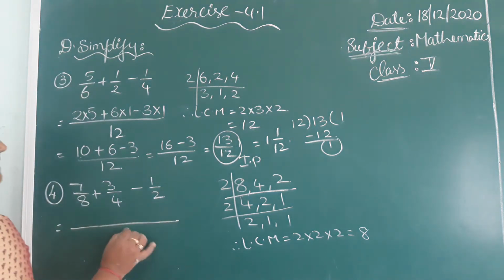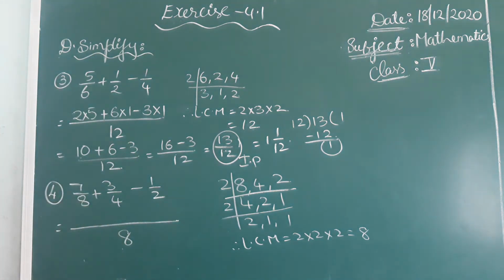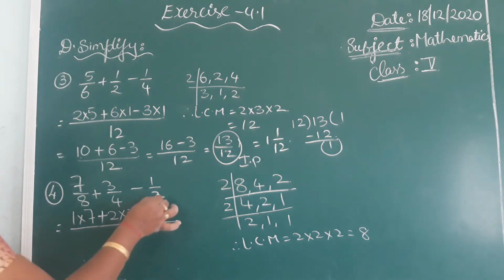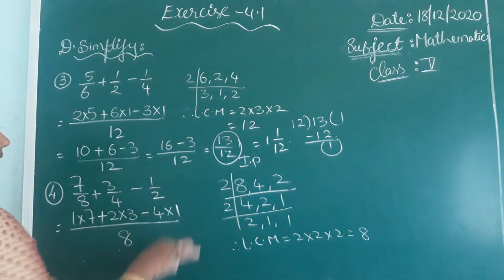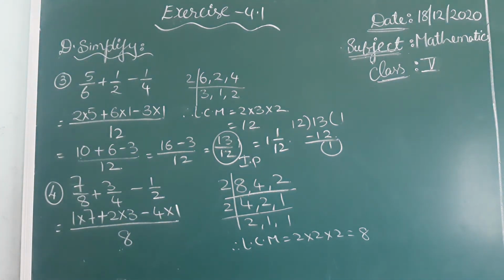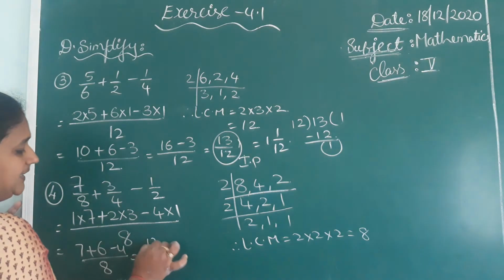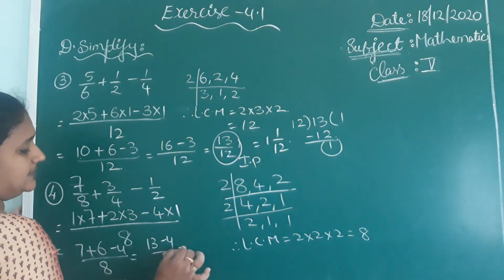Here 8 is the LCM. 8 divides 8 by 1 time, 1 into that number numerator 7, plus 8 divides 4 by 2 times, 2 into that number numerator 3, minus 8 divides 2 by 4 times, 4 into that number numerator 1. So it's nothing but 7 plus 6 minus 4 by 8. 7 plus 6 is 13, minus 4 by 8, 9 by 8.